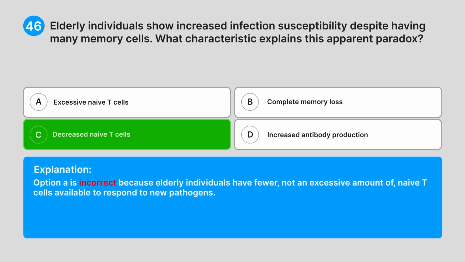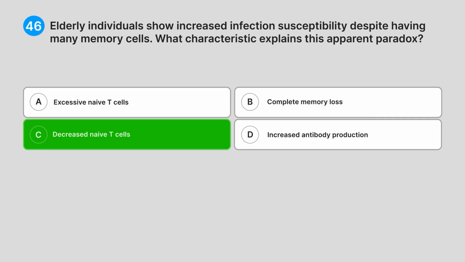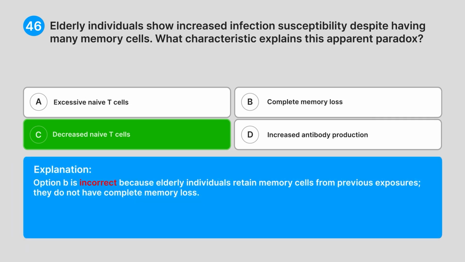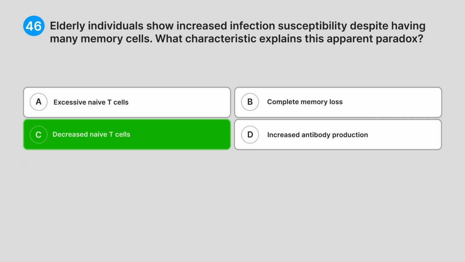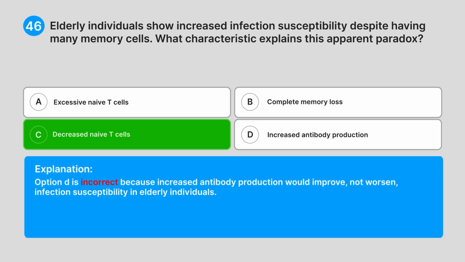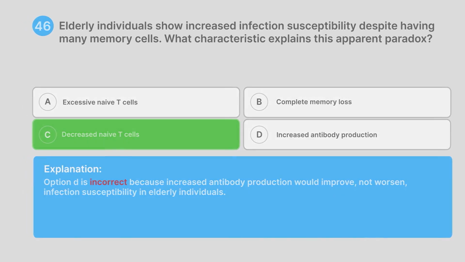Option A is incorrect because elderly individuals have fewer, not an excessive amount of, naive T cells available to respond to new pathogens. Option B is incorrect because elderly individuals retain memory cells from previous exposures. They do not have complete memory loss. Option D is incorrect because increased antibody production would improve, not worsen, infection susceptibility in elderly individuals.